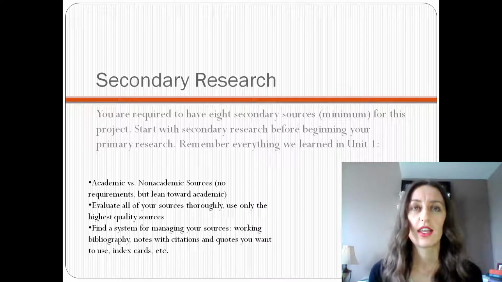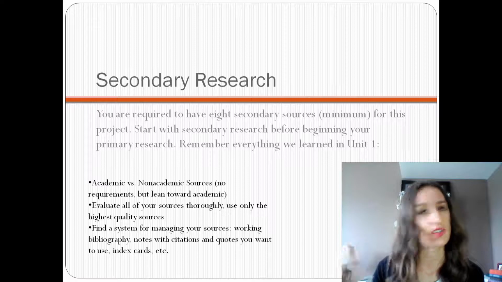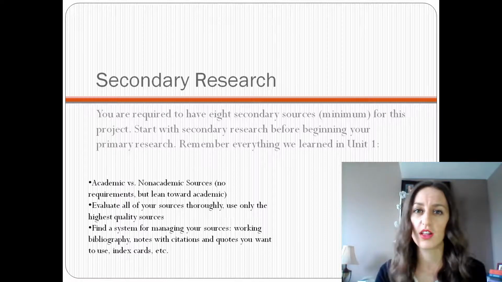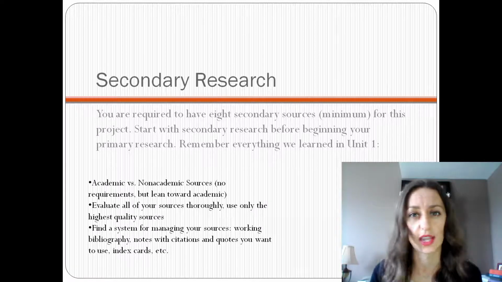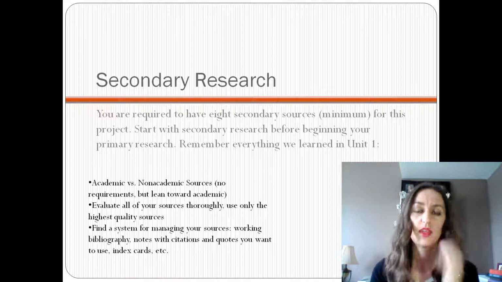So again, this is saying you can start with Wikipedia, but you can't actually cite Wikipedia in your paper. Go to the bottom of Wikipedia where all the references are and go to actual sources there, right? We want really good quality sources, okay?